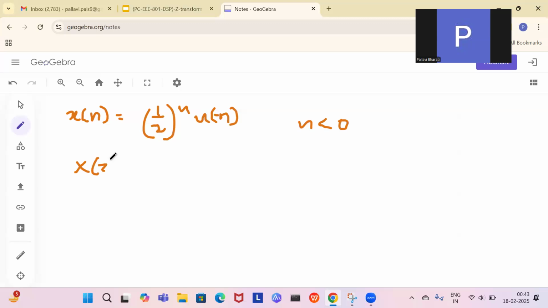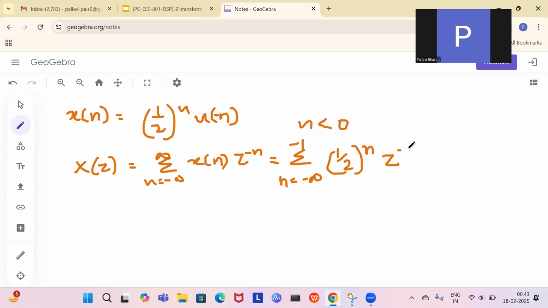So if I find the X(z), which is the sum from n is equals to minus infinity to infinity of x of n z to the power minus n. Now if you write this again, it's going to start from n is equals to minus infinity and end at minus 1. So that is it, half to the power n. Why this happened? Because of u to the power minus n. This is a unit step sequence only on the left side of 0. So left side of 0 means it's starting from minus 1 and going till minus infinity.